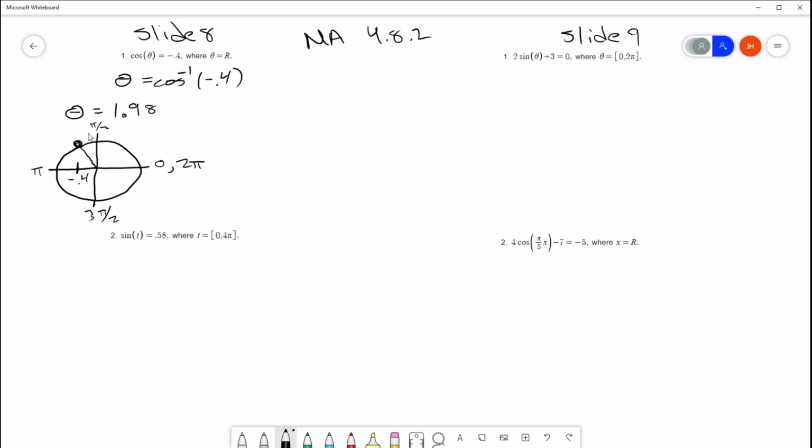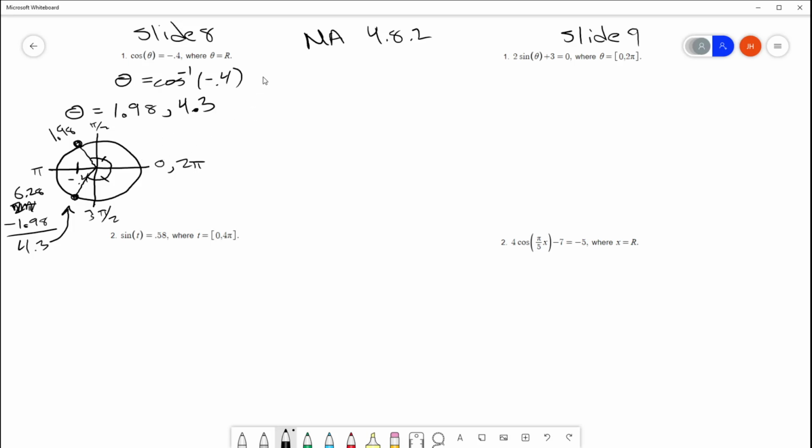We said that cosine was the x-coordinate. So where else do I have an x-coordinate of negative 0.4? You can see down here I have it, right? How do I find this guy? Well, here's 1.98. I can see that the angle to get to 1.98 is the same as if I go backward from 2 pi to here. So to find this, I'm going to do 2 pi minus 1.98, right? 2 pi is actually 6.28. So if I do this subtraction, I get 4.3. So 4.3 is going to be the second solution.